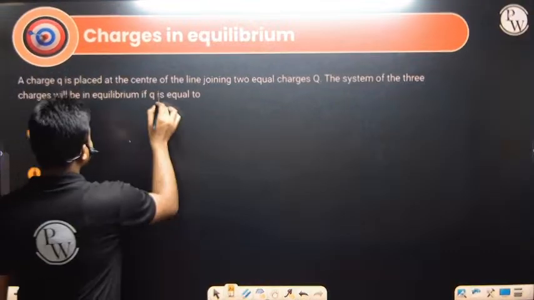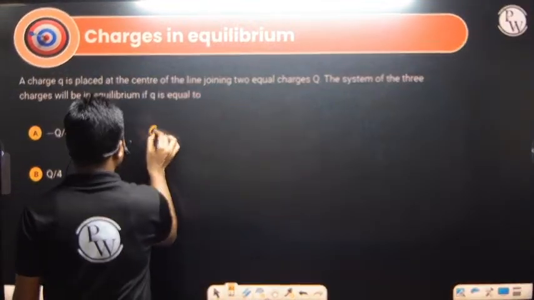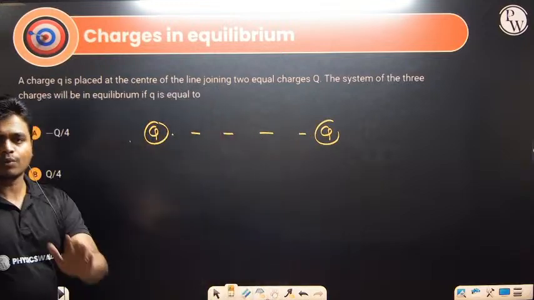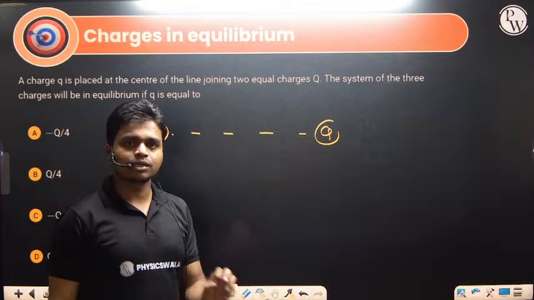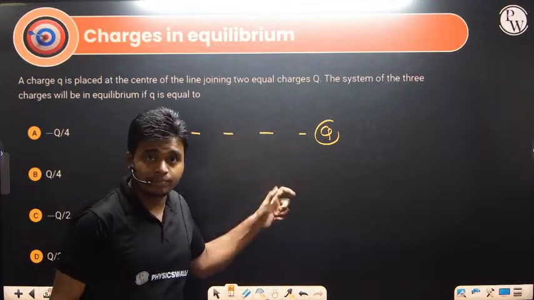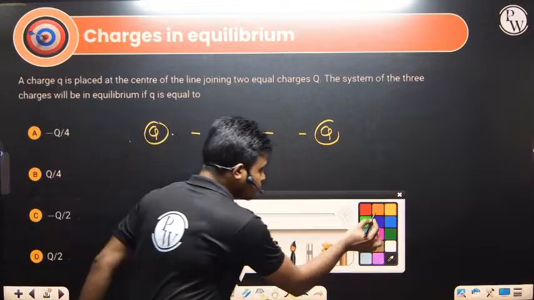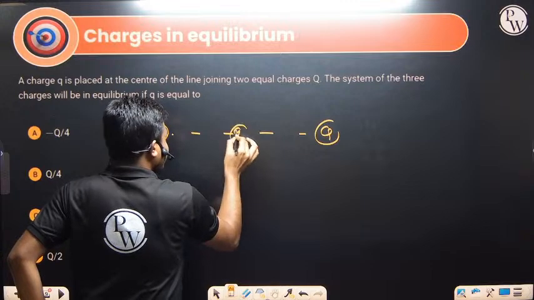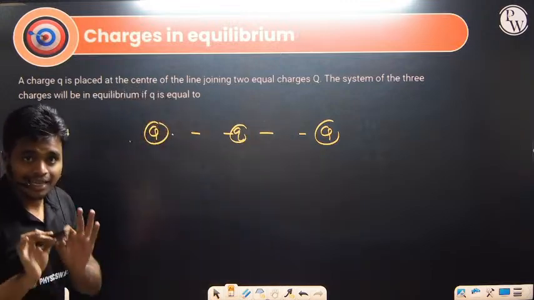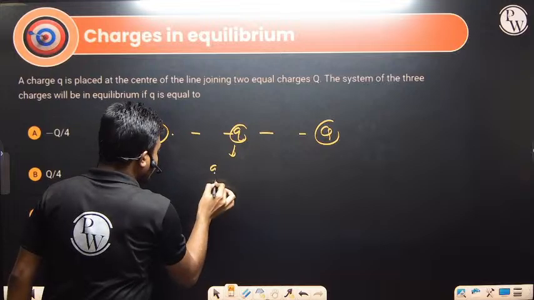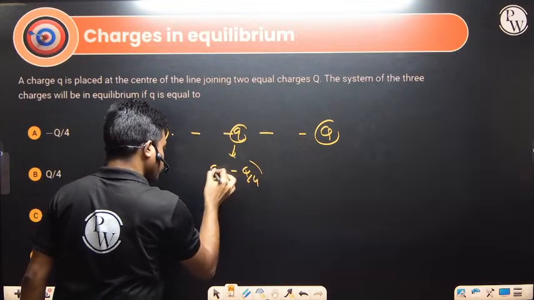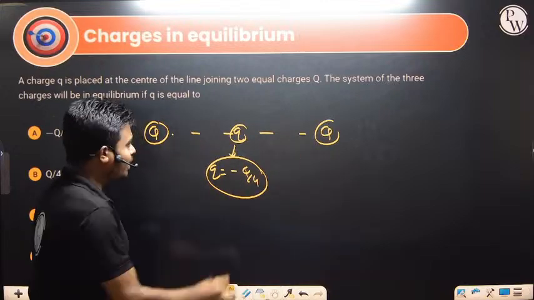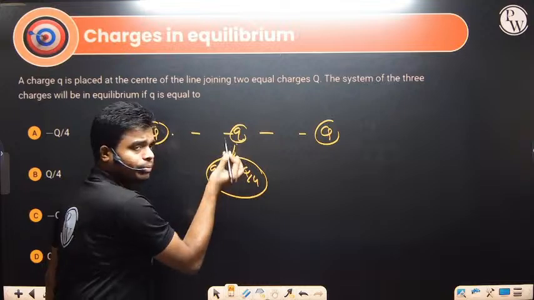A charge Q is placed at the center of the line joining two equal charges. So here we have charge Q, here we have charge Q, and we are keeping one more charge at the center. Whatever the magnitude of the charge we keep at the center, that center charge will always be in equilibrium. But if you want the whole system to be in equilibrium, then the center charge is directly minus Q by 4, and in this case all three will be in equilibrium.